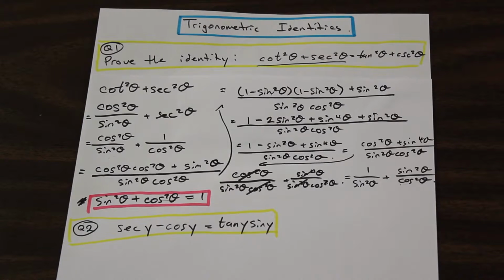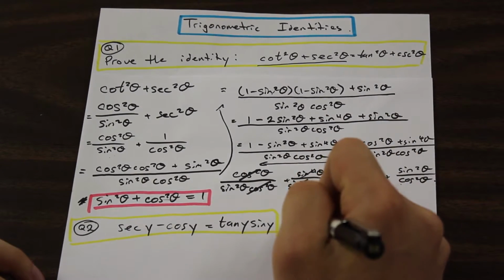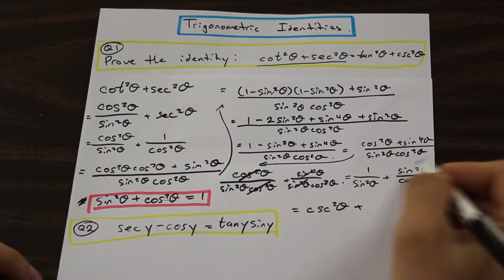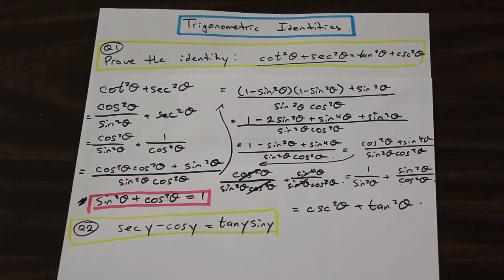All right, if we do the very simple simplification of these, we know that 1 over sine squared theta is equal to cosecant squared theta. This is cosecant squared theta. And we know that sine over cos is tan, right? So we have tan squared theta. All right, and that's the answer.